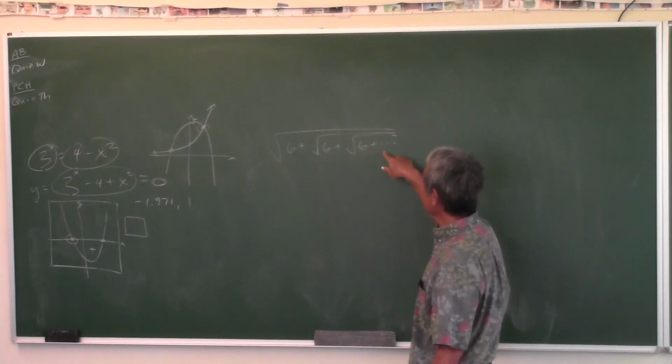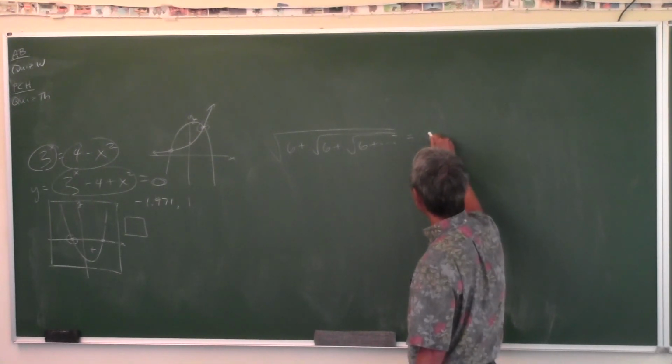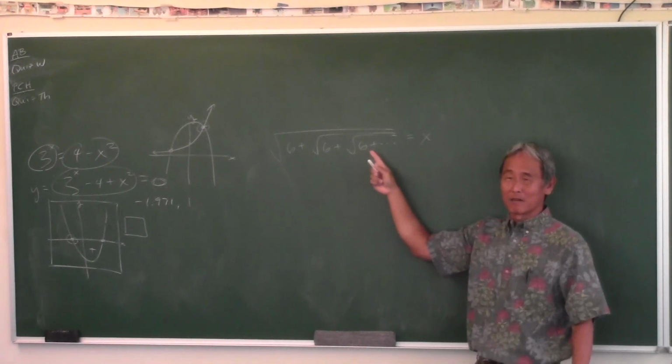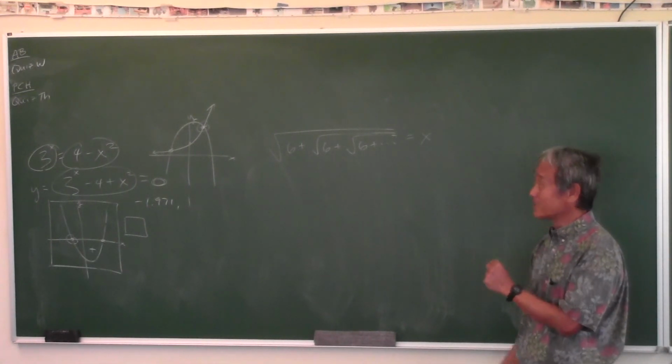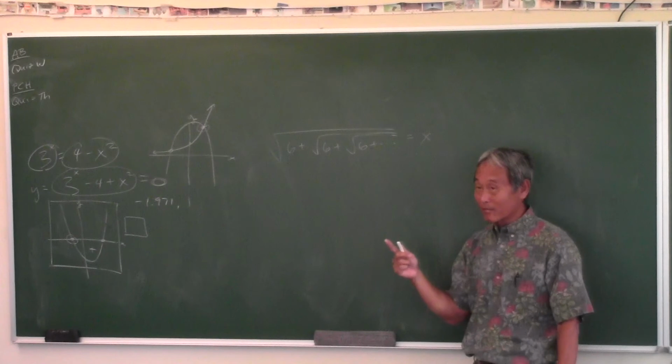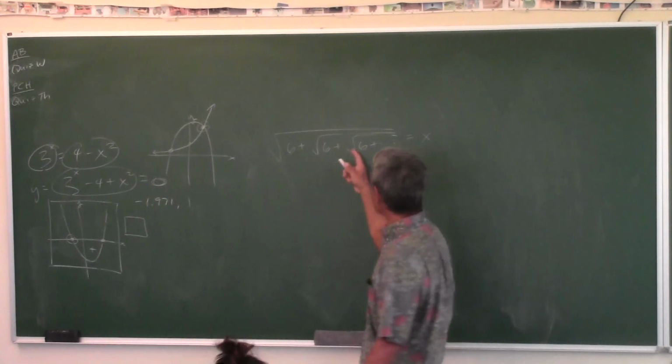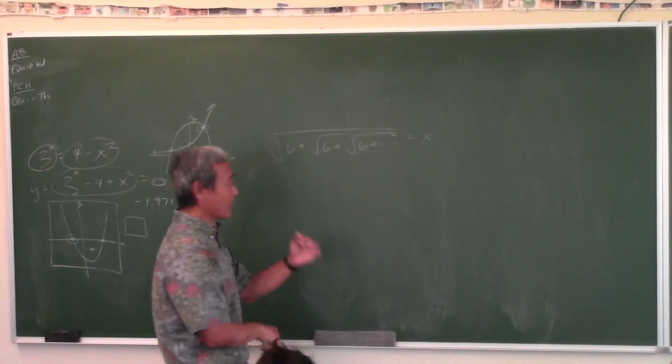Let this given expression be equal to x. I don't know what this number is, Mr. Park, I'm gonna call it x. Now, the reason why you can do this easily is because it goes on forever. If it didn't go on forever, then it would be difficult. But since it goes on forever, easy. So tell me, what is x?